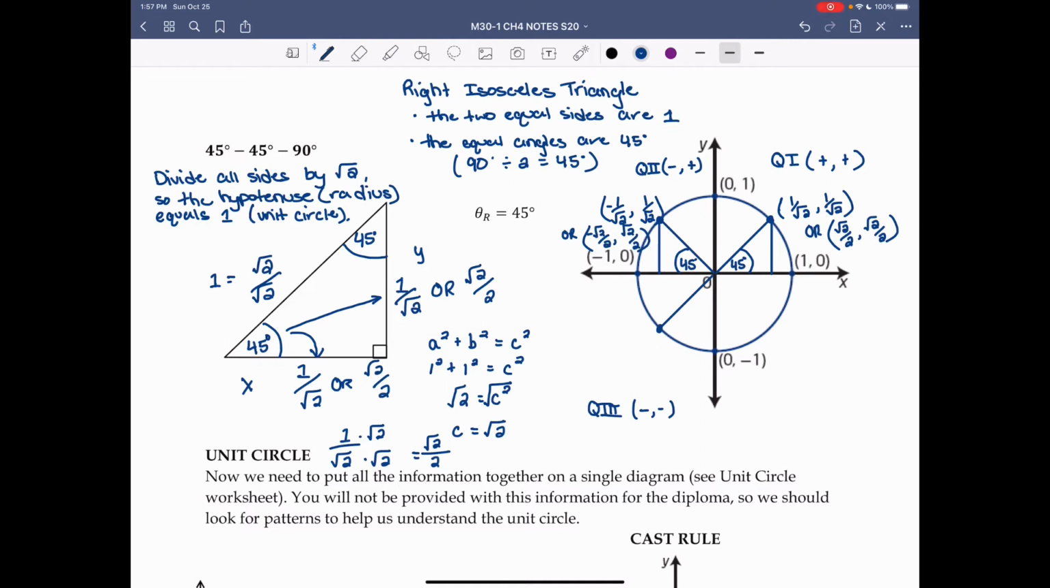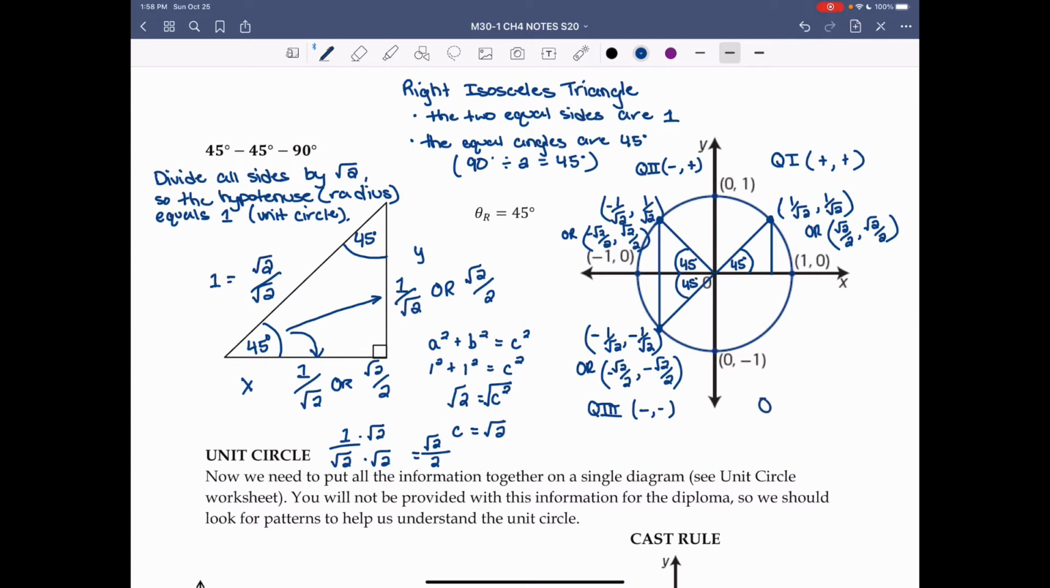Then the point where the terminal arm meets the unit circle would be negative 1 over root 2 and then negative 1 over root 2 for the y value as well. Or we can write it as negative root 2 over 2 and negative root 2 over 2. And we can draw our right triangle by joining the point to the x-axis. Our reference angle is 45 degrees.